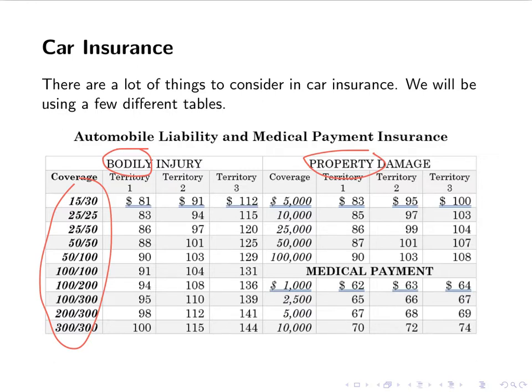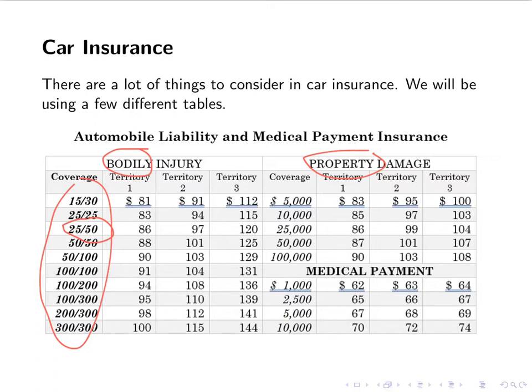So if I have something like 25/30, and I hit someone and they're claiming $30,000 worth of damage, that doesn't fall under the 25 per person, so the insurance company will only give you 25,000.